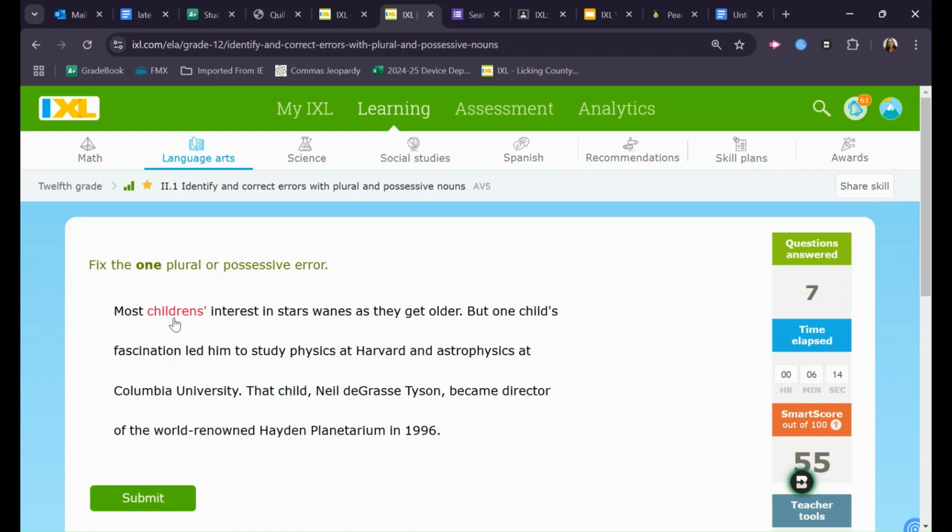Okay, children, is it plural? Yep. So the plural form of child is children. Okay, is it possessive? Yeah, interest, the children's interest. Now this is a plural word that doesn't end in S, so we just need to tack on the apostrophe S.